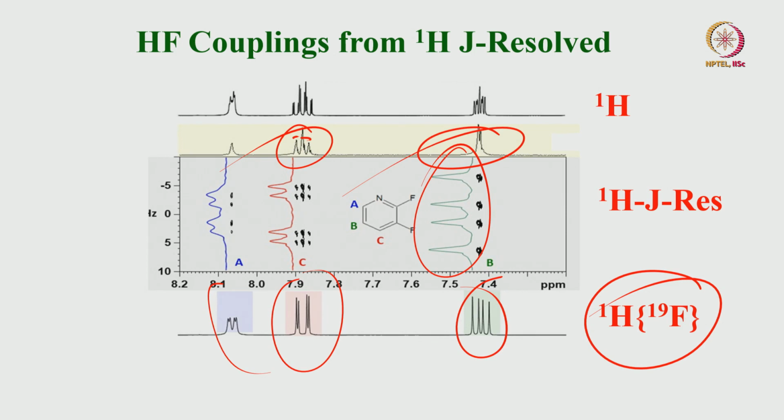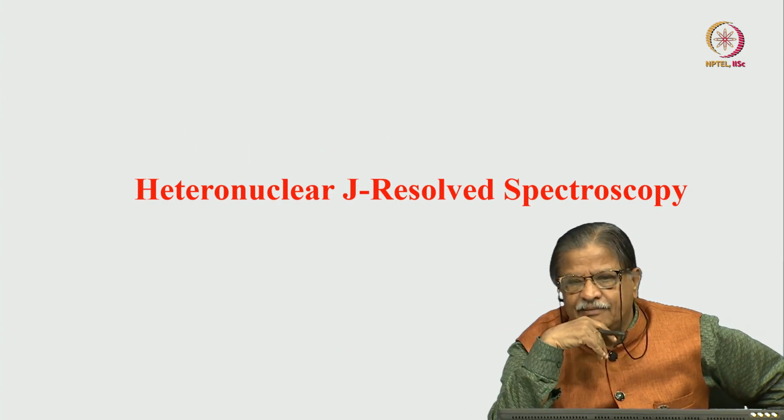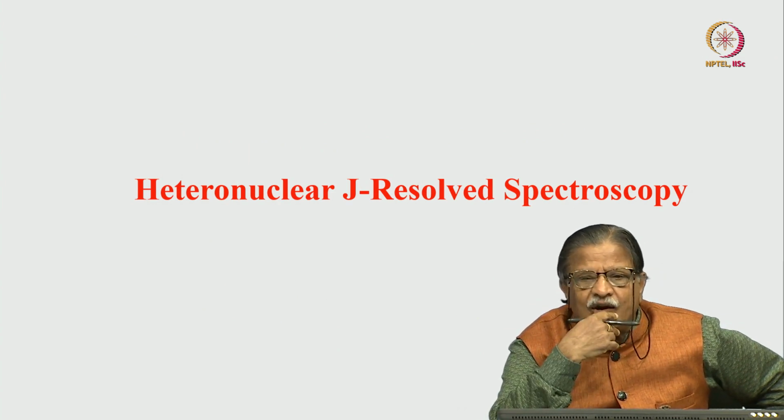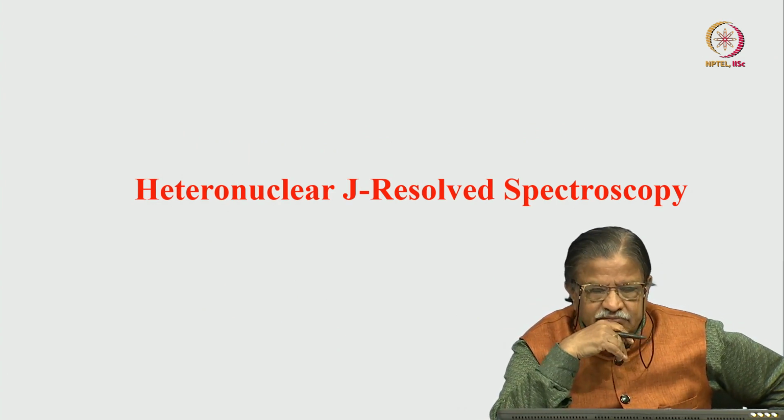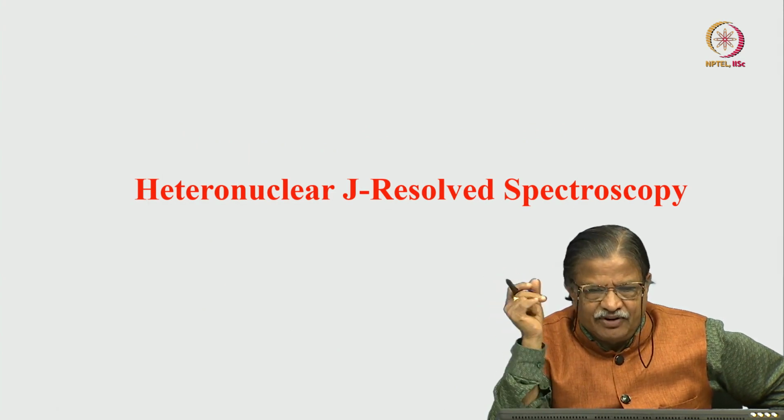So, we can get the heteronuclear couplings from the homonuclear J-resolved spectrum by tilting by 45 degrees and taking the projection. That helps in getting the heteronuclear couplings. These are all homonuclear J-resolved experiments, and we discussed a lot of advantages. Can we get a heteronuclear J-resolved also? Everything is possible in NMR. Nothing is difficult at all.